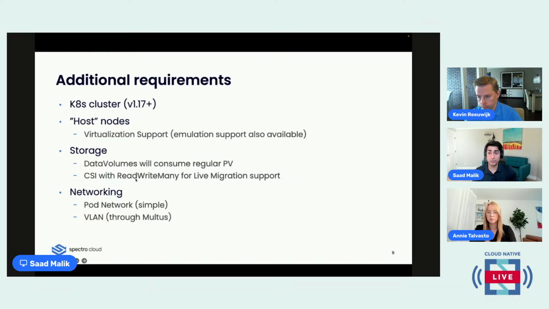But if you do need the ability to live migrate VMs across multiple nodes, then you do need a CSI driver with read-write-many capabilities. And again, for networking, keeping things simple, you can use pod network. But if you have more advanced use cases through VLANs, you can use Multus.